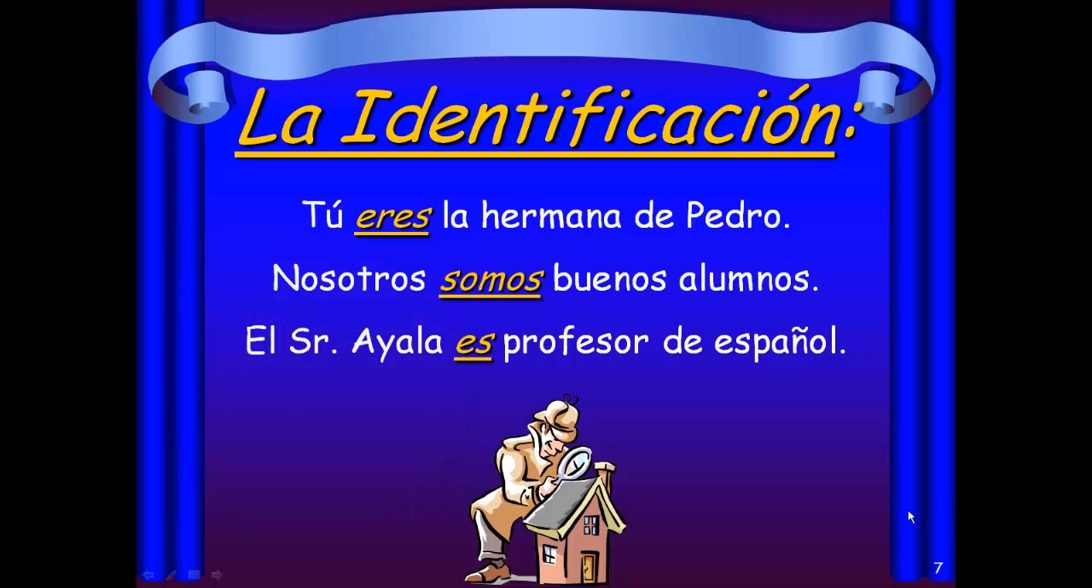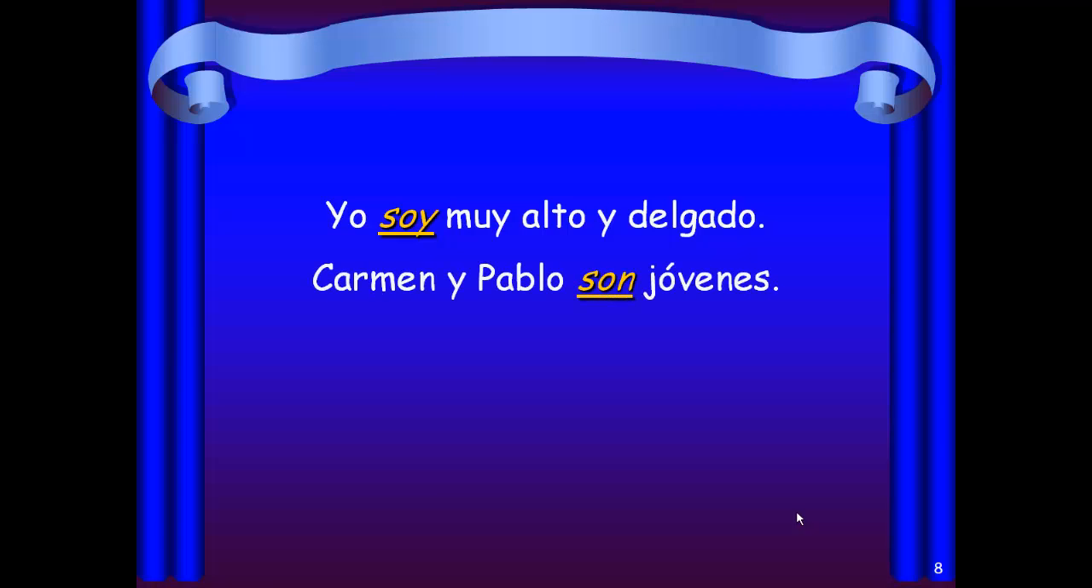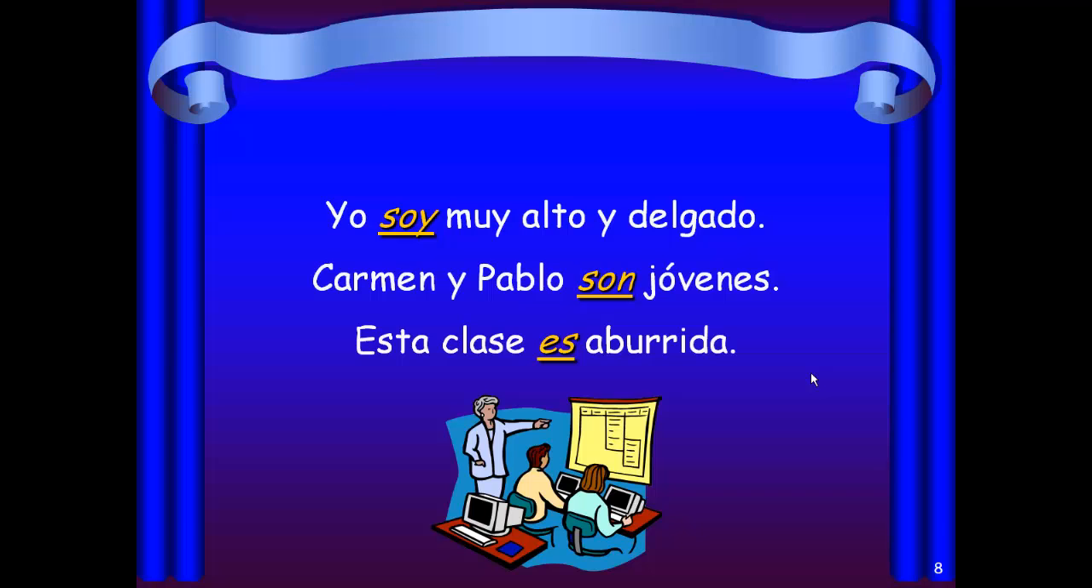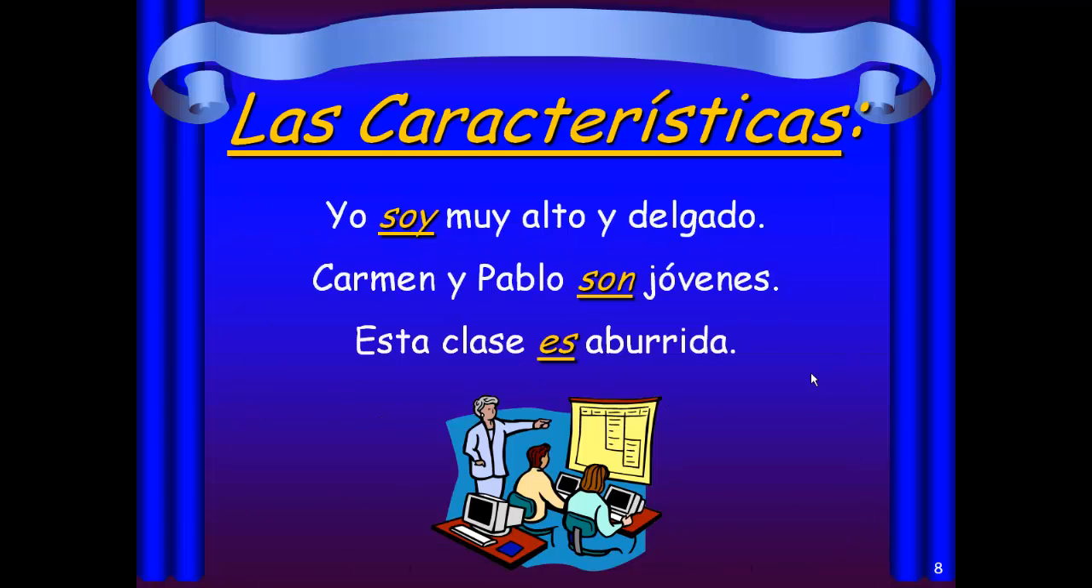Notice these characteristics are pretty permanent. It's hard to change yourself from being someone's sister. Now, those adjectives that describe how you are most of the time. Yo soy muy alto y delgado. Carmen y Pablo son jóvenes. In this sentence, Carmen and Pablo are teenagers. That's a pretty long-term description. It takes years to stop being a teenager. Esta clase es aburrida. So, these are the characteristics of a person or a thing.